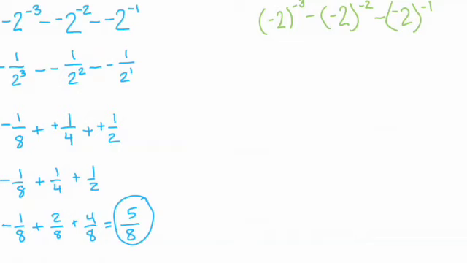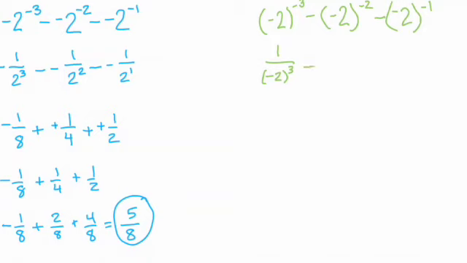Now let's take a look at what happens when we include that negative as being affected by the exponent, which is the case when we have the parentheses. Here we have negative 2 raised to the negative third power. So again, we are going to put that exponent as positive in a denominator. So we're going to say this is 1 over negative 2 to the third.